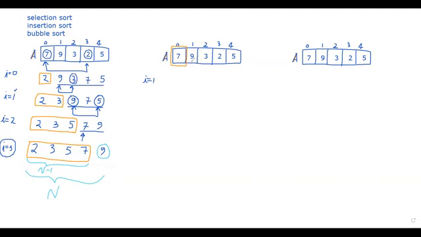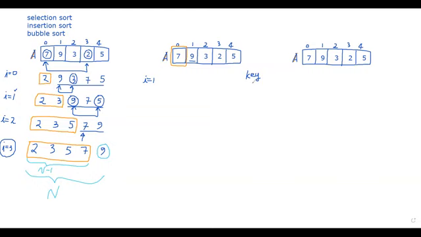So when i is 1, we should check this one. Number 9 is at index 1. We should check if 9 is in the correct position. If not, we should move 9 somewhere. In this case, for insertion sort, we use extra space, key.